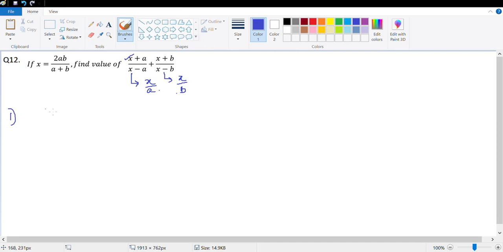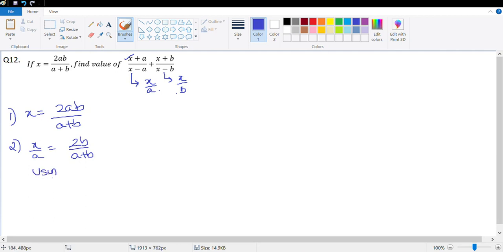X is already given, so I guess it should be easy for us to figure out x upon a. So let's go ahead and do it. X is equal to 2ab upon a plus b. So since I want x upon a, let's divide both sides by a. This will give me 2b upon a plus b.